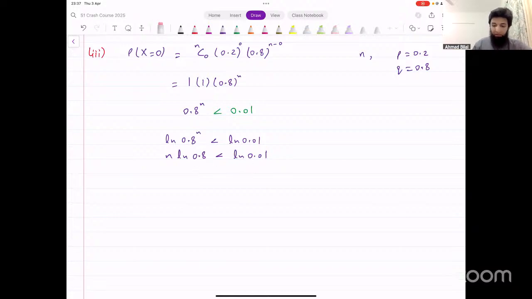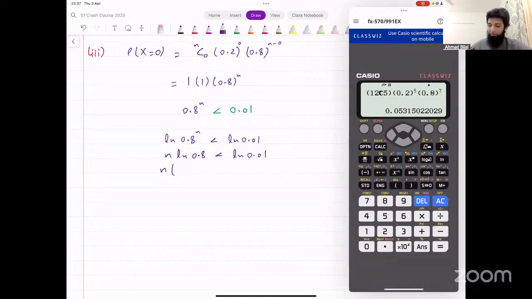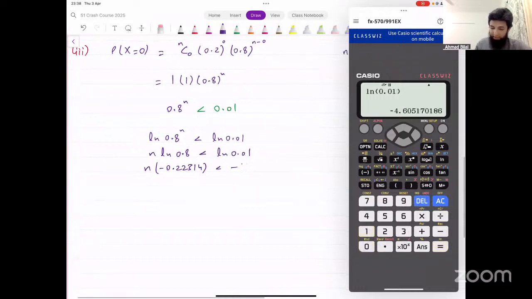For inequalities where you have logs, make it a habit. Before you divide it on the other side, first of all, evaluate this. Evaluate it and see what that turns out to be, so that you have it visible in front of you that this number is actually negative, in case it is negative, right? So in this case, it turns out to be minus 0.22314. Okay, and similarly on the right side, you have ln of 0.01, that is negative 4.6052.